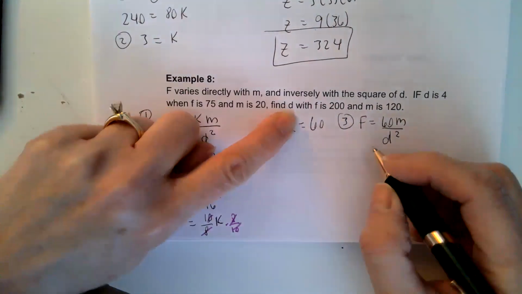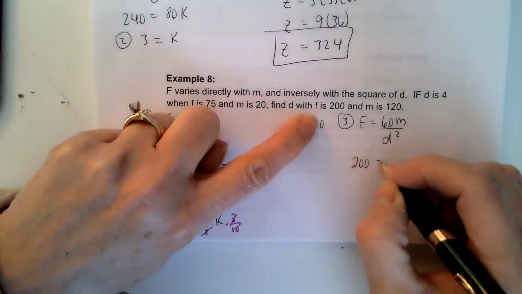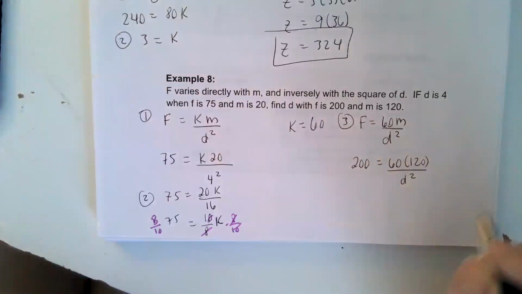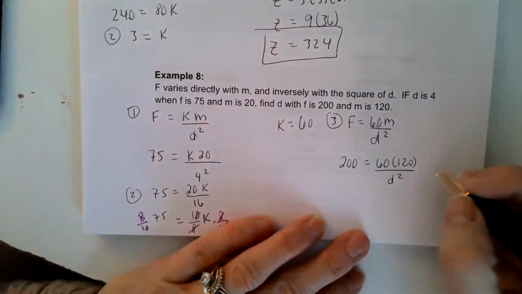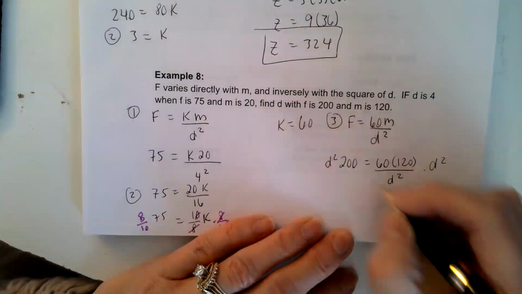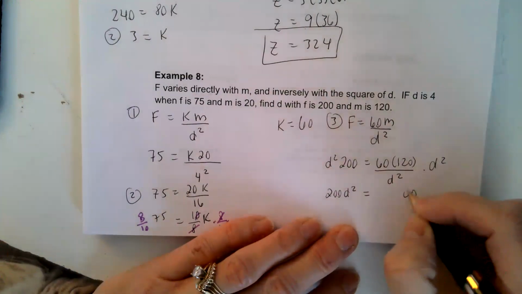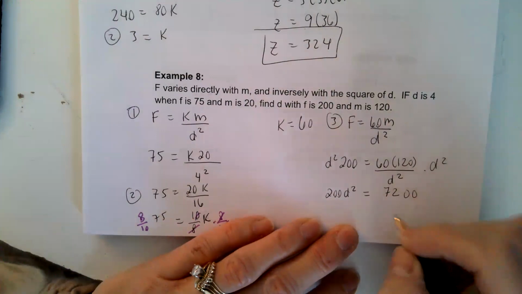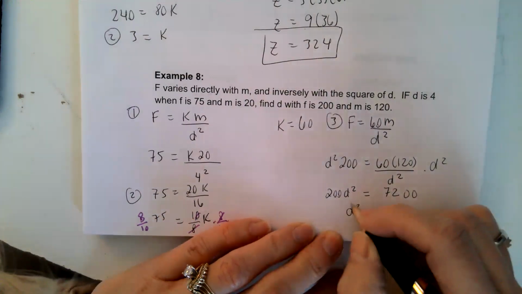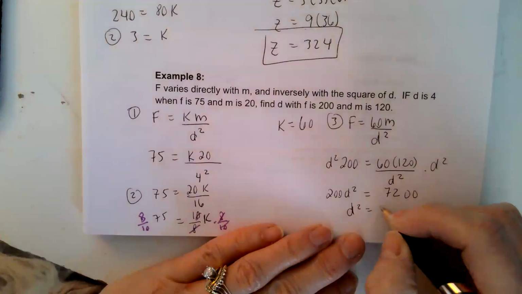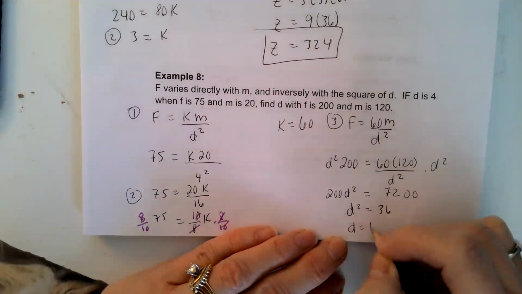Then it says find D with F at 200 and M is 120. We want to know D squared. Okay. So I'm going to multiply D squared by both sides because we have to get D on top. So we have 200 times D squared equals 7,200. And then if we divide both sides by 200, we get D squared is 36. So D is 6.